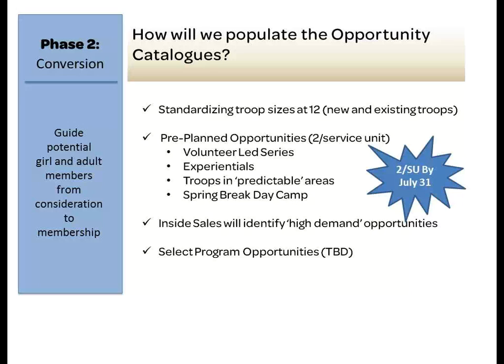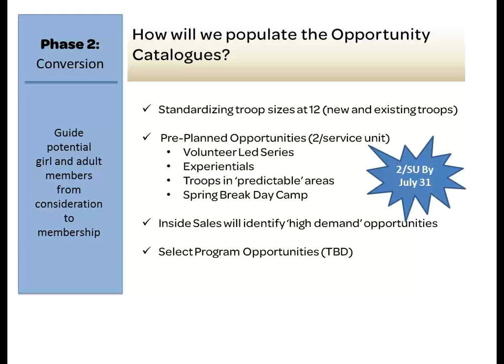We plan to send an e-blast to current troop leaders in early August to inform them of this desired standard and give them an opportunity to tell us whether they want more than 12 girls, whether they want up to 12 girls, or whether they don't want any additional girls. So we will give leaders the opportunity to opt out, but we want to set the expectation that troops have a minimum of 12 girls.